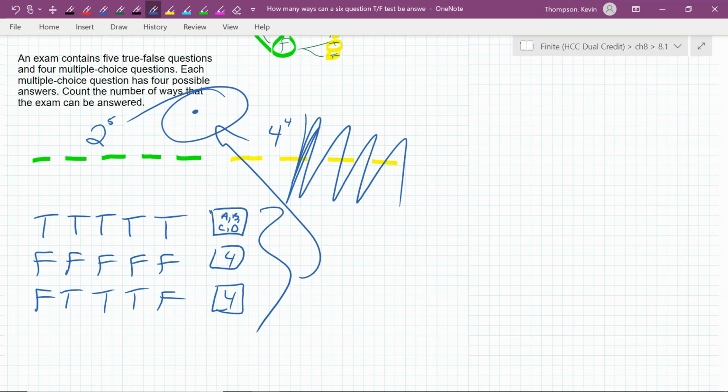This is a lot like sandwiches, soups, and drinks, isn't it? If there's 32 ways I could fill out the true false, and there's 4 ways I could fill out the multiple choice, any of the true false could be paired with any of the multiple choice. So just like when we multiplied in that tree diagram, it's multiply here. Because you're filling out the true false and you're filling out the multiple choice.